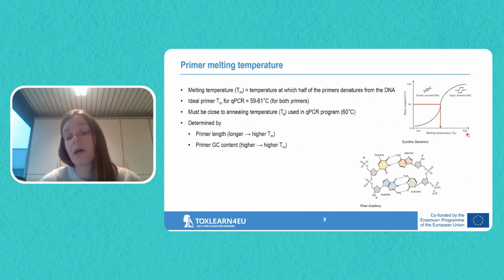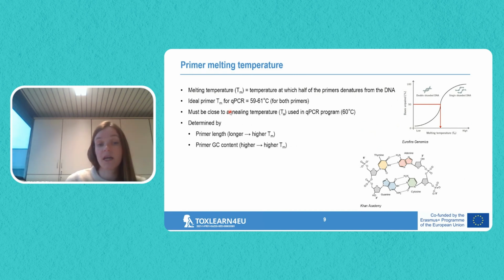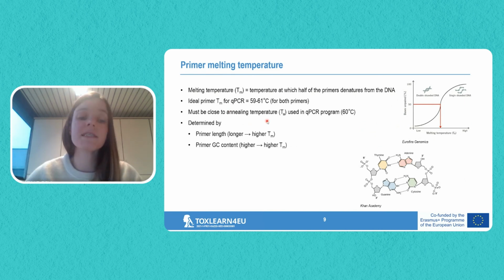On the other side, at a very high temperature, we can see that almost 100% of the bases is unpaired. So this means that the DNA is denatured and is in its single-stranded form. The melting temperature is then found at the place where 50% of the bases is unpaired. This means that half of the primers denature from the DNA. The ideal melting temperature for primers used for qPCR is between 59 and 61 degrees Celsius for both primers. The reason for this is that their melting temperature needs to be close to the annealing temperature that is used in the qPCR program, and this is often around 60 degrees Celsius.